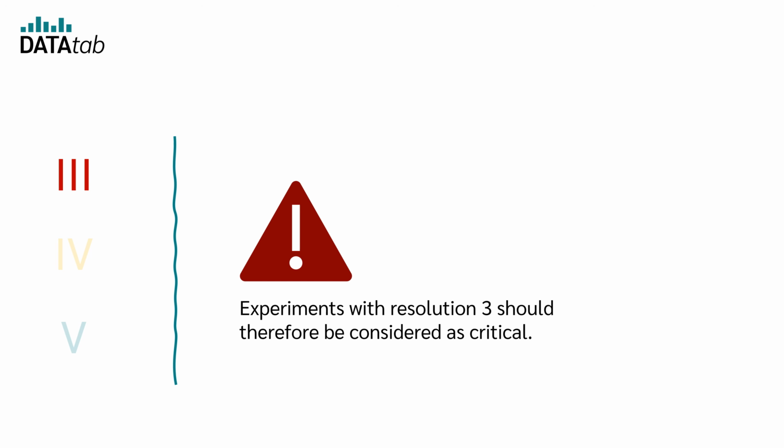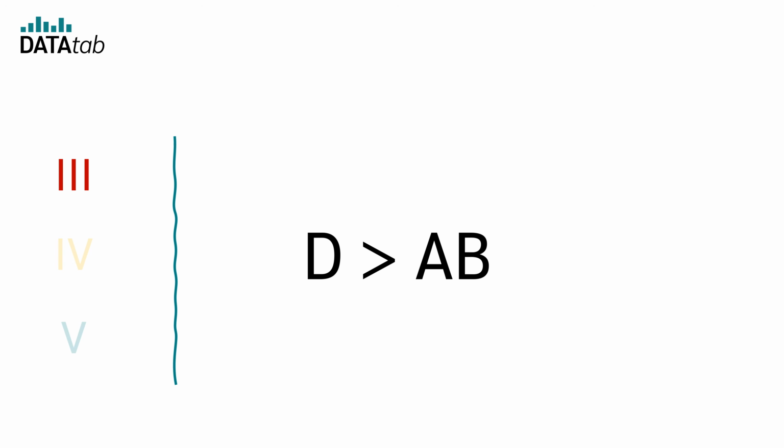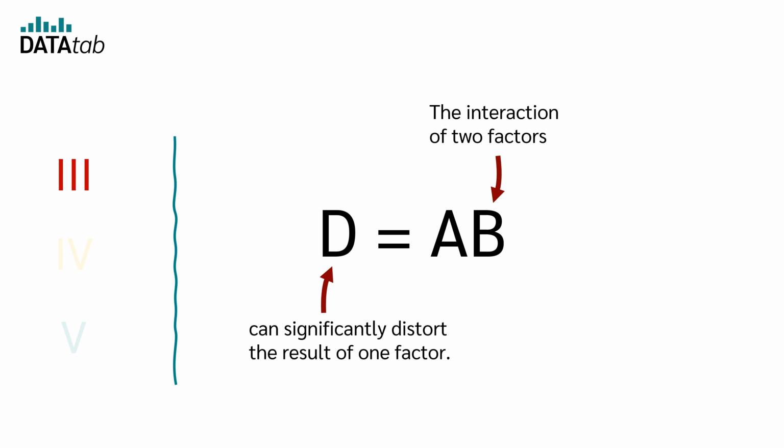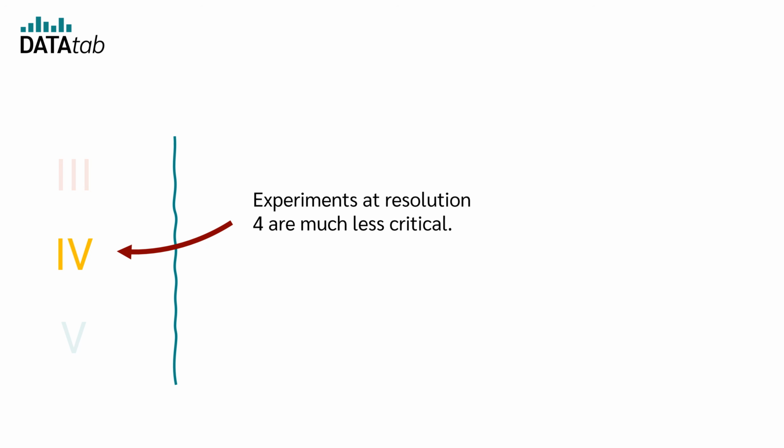Experiments with resolution 3 should therefore be considered as critical. They can only be used if the interaction of 2 factors is significantly smaller than the effects of the main factors. Otherwise, the interaction of 2 factors can significantly distort the result of 1 factor. Experiments at resolution 4 are much less critical.